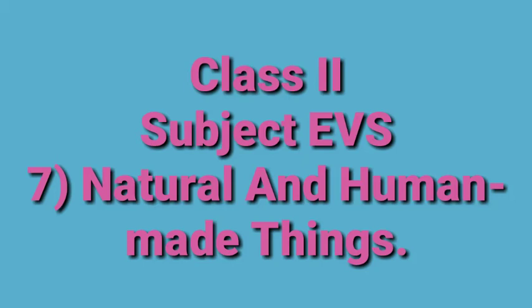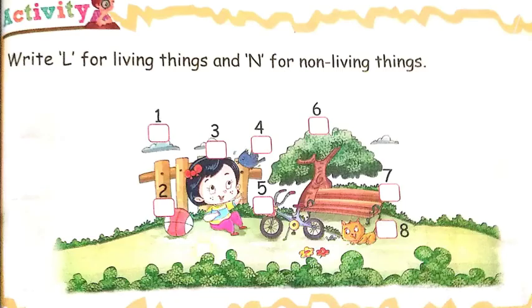Here, class 2nd, subject EVS, lesson number 7, natural and human-made things. We have to see this lesson. Before going towards the lesson, we have to see an activity. Write L for living things and N for non-living things. You should do it in your book.